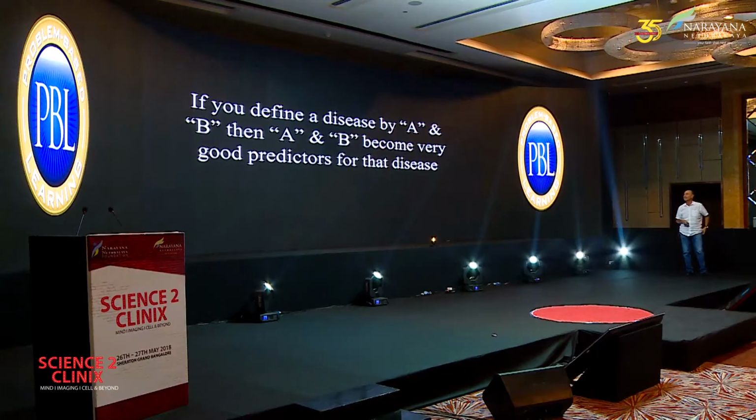The next group I call fait accompli, and maybe you can pronounce it better. Yeah, see, I can't say it that well. And that is, if you define a disease by A and B, then A and B become very good predictors of that disease. Sounds obvious, but these are peer-reviewed major journal articles.